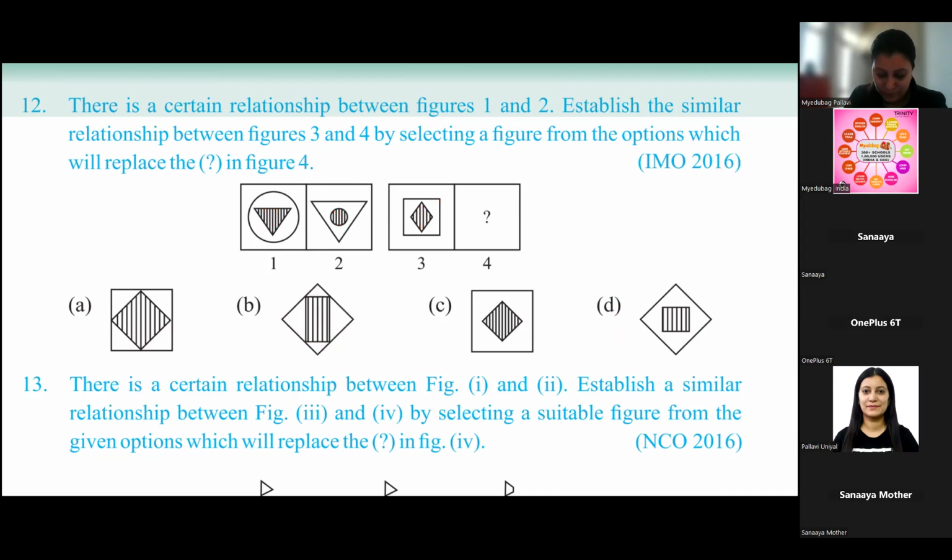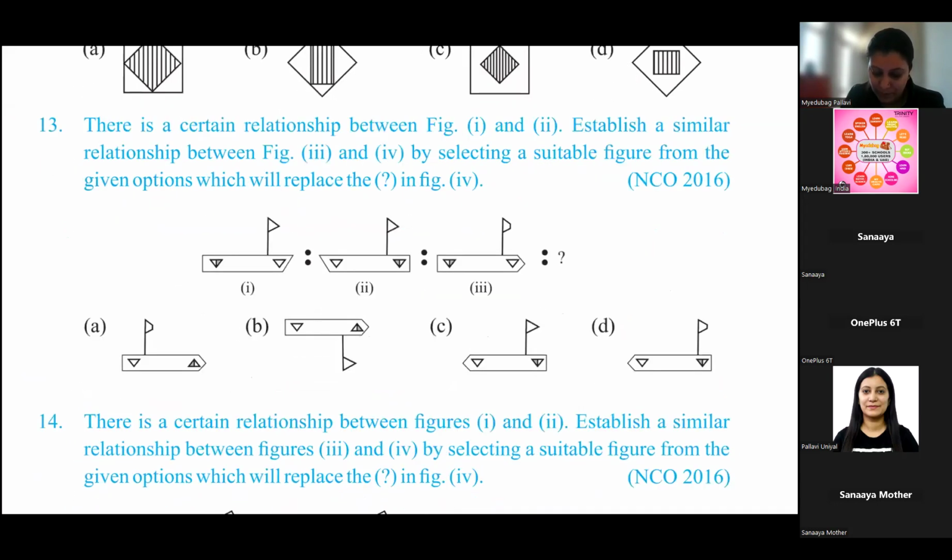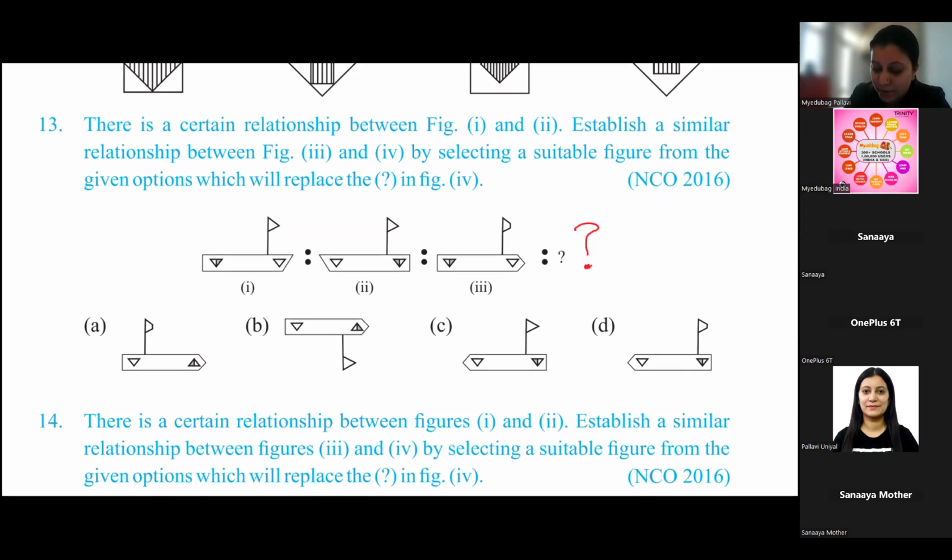Okay, ma'am. Let's see the next one. Question number 13th. Again, there is a certain relationship between figure 1 and 2. Based on that, we have to find what figure should come over here. Observe it carefully, each of the shapes which are drawn. These minute things also we have to keep in mind.